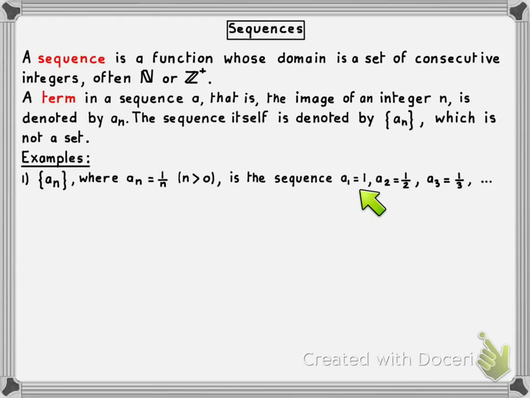So A sub 1 is equal to 1 over 1, which is equal to 1. A sub 2 is 1/2. A sub 3 is 1/3. You see it's a sequence of elements that gets smaller and smaller every time. In general, A sub n is 1 over n. So n goes arbitrarily large, so it's an infinite domain. So these are the terms, A sub 1, A sub 2, A sub 3. This is the generic way of representing the whole sequence, which is not a set.